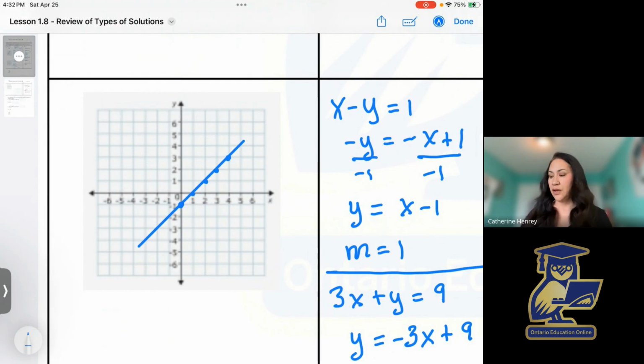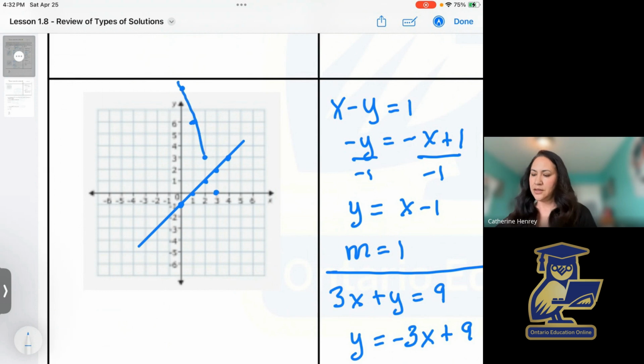Right, so there's my first line. And for the next one, this y-intercept is 9, so that takes us off of our graph a little, like 6, 7. Let's try and ballpark it here. And then the slope is -3, so it comes down 3 over 1, down 3 over 1, down 3 over 1. See if I can put these dots together.